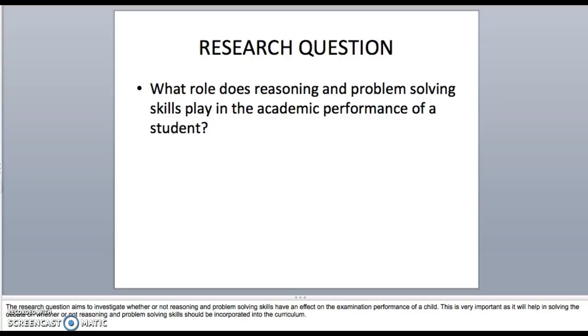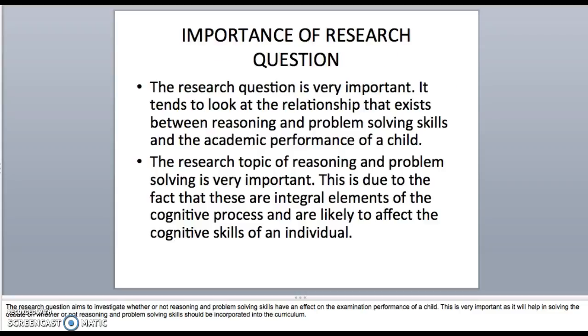What role do reasoning and problem-solving skills play in the academic performance of a student is the research question that I chose. The importance of the research question is extremely high. It looks at the relationship which exists between reasoning and problem-solving skills and the academic performance of a child. The research topic of reasoning and problem solving is very important. This is due to the fact that these are integral elements of the cognitive process and are likely to affect the cognitive skills of an individual.